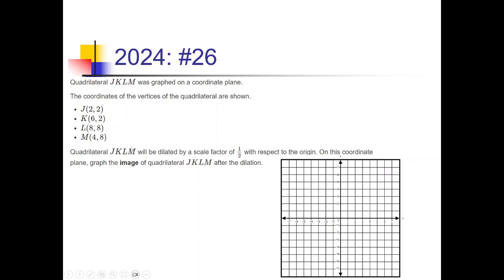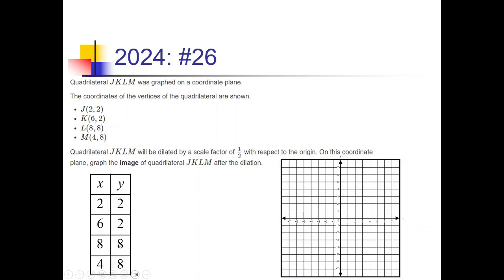And then we're going to say that they're going to dilate this by a scale factor of 1/2 with respect to the origin. So on this graph, they want us to draw the new quadrilateral after that dilation. So let me start with a table of my old points: (2, 2), (6, 2), (8, 8), and (4, 8). And I'm going to make a new table with the new points, and then I'm going to graph those points. Otherwise, I have to draw the original and then do it visually. I prefer the table method, but I guess you could do it either way.